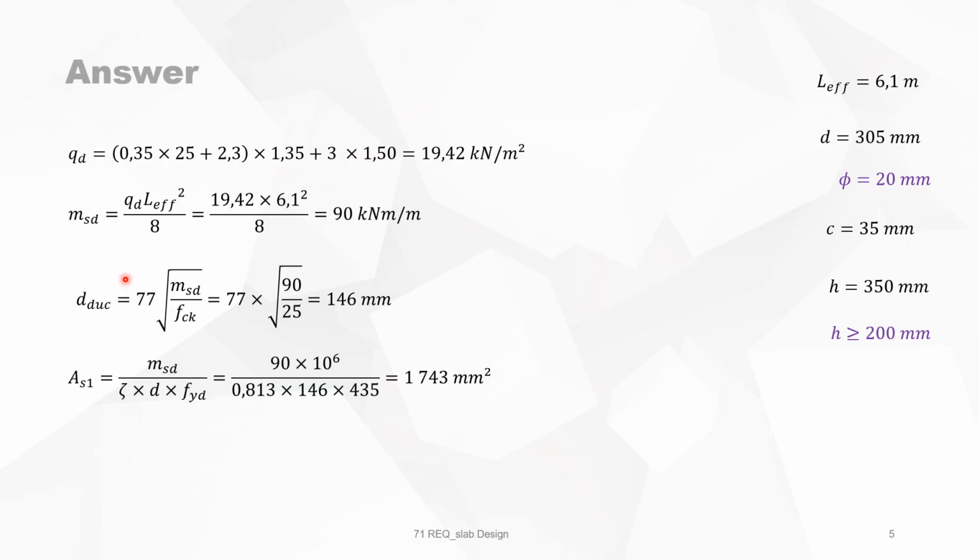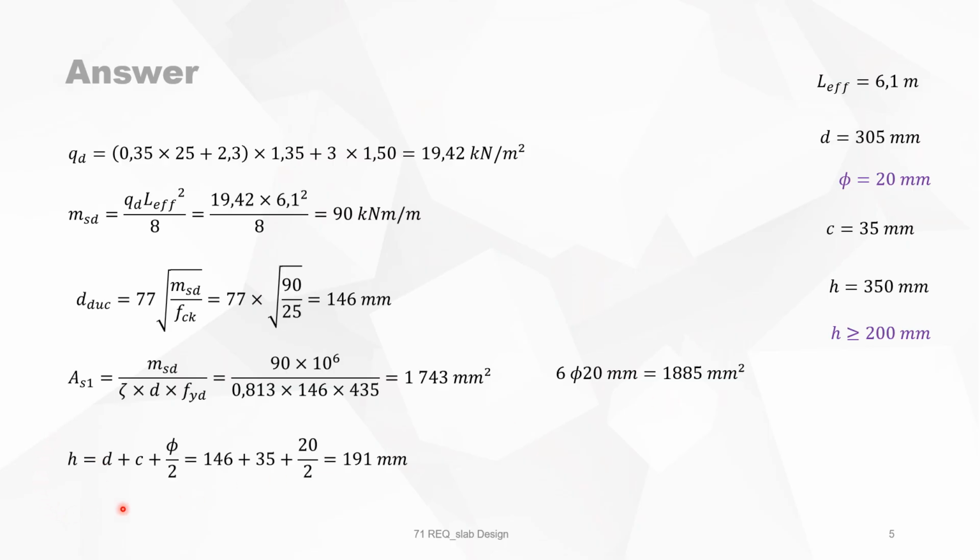Because we are working at the ductile, there is a zeta ductile corresponding with this, which is 0.813. And you will need then as reinforcement in the slab 1,743 square millimeters per meter. So we can do it with 6 diameters 20. We started with a diameter 20, so we stay with the diameter 20. So it's 1,885 square millimeters per meter.